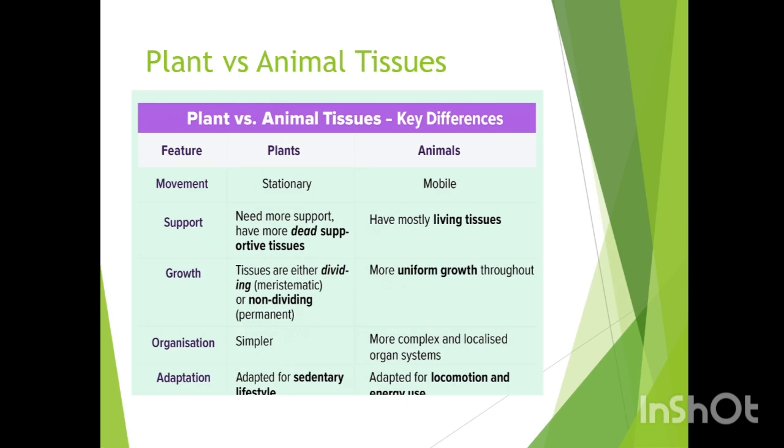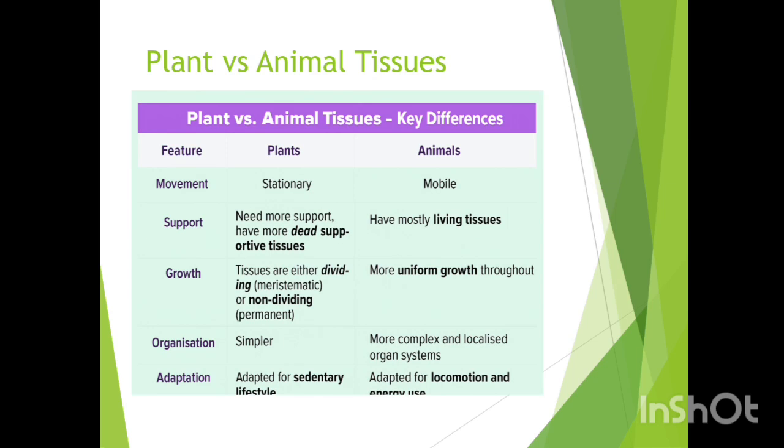Now let us see what is the key difference between a plant tissue and animal tissue. Plants are stationary and need more support, so they have more dead supportive tissues. Animals move, so they need more energy and have mostly living tissues. Plant growth is limited to certain regions, while animals grow more uniformly. The structure and complexity of animal tissues are also higher due to their active lifestyle.